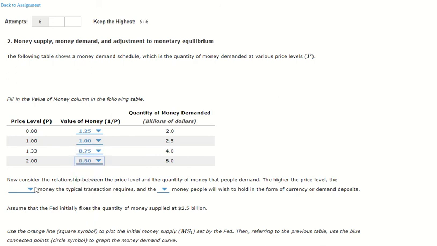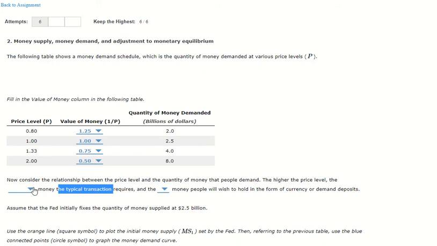Okay. All right, so now consider the relationship between the price level and the quantity of money that people demand. The higher the price level, what happens to money? All right, so for this money transaction demand, this is how much money we need for everyday transactions. So when you go buy food, go buy groceries, how much money you need. Now, think about this scenario. Suppose everything is getting more and more expensive. When you go buy the same groceries, would you need to carry more money? You have to, right? Because everything's more expensive now.